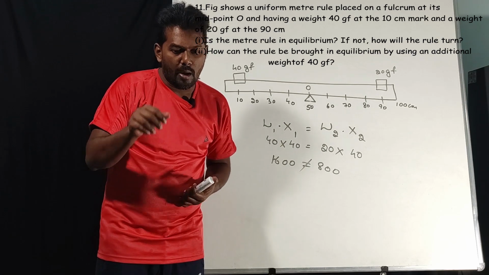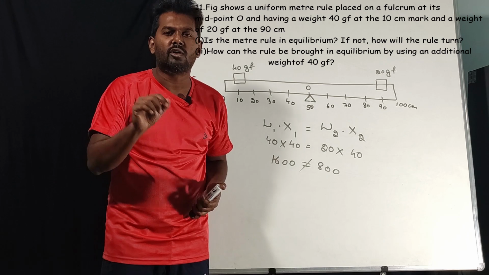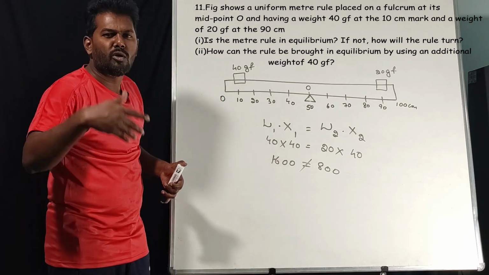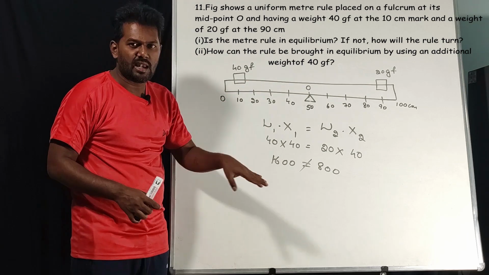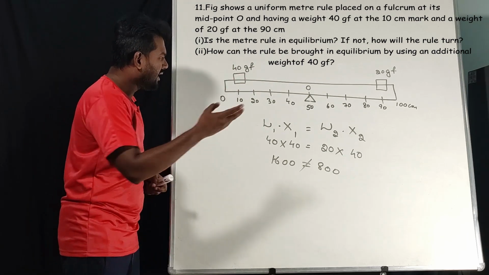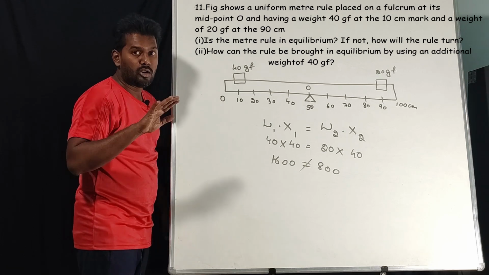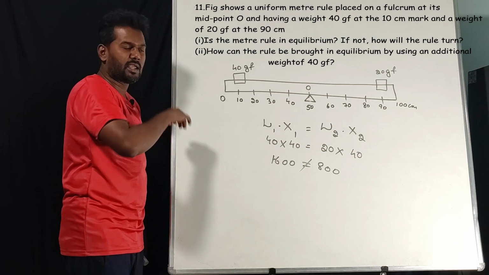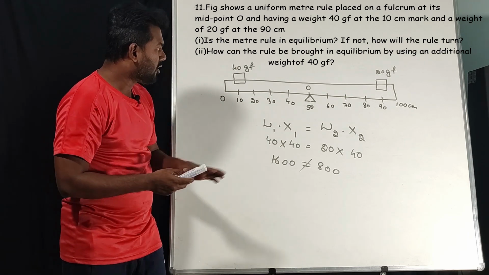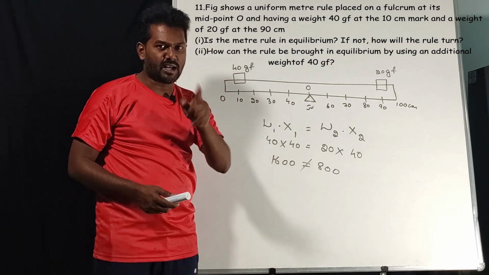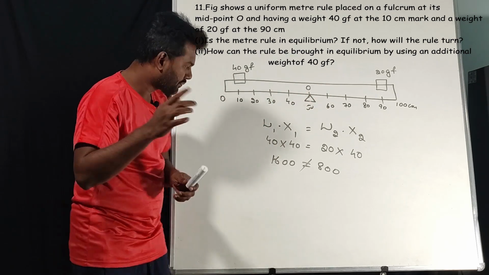How can the rule be brought in equilibrium by using an additional weight of 40 gf? So they are giving one more weight. We have to place it somewhere so that this scale is balanced. If I put that weight on the left hand side, do you think it is going to balance? No. Now only it is rotating. If you keep some more weight, it will keep on rotating at more speed. So you have to place that 40 on that side, but we don't know the value, correct?